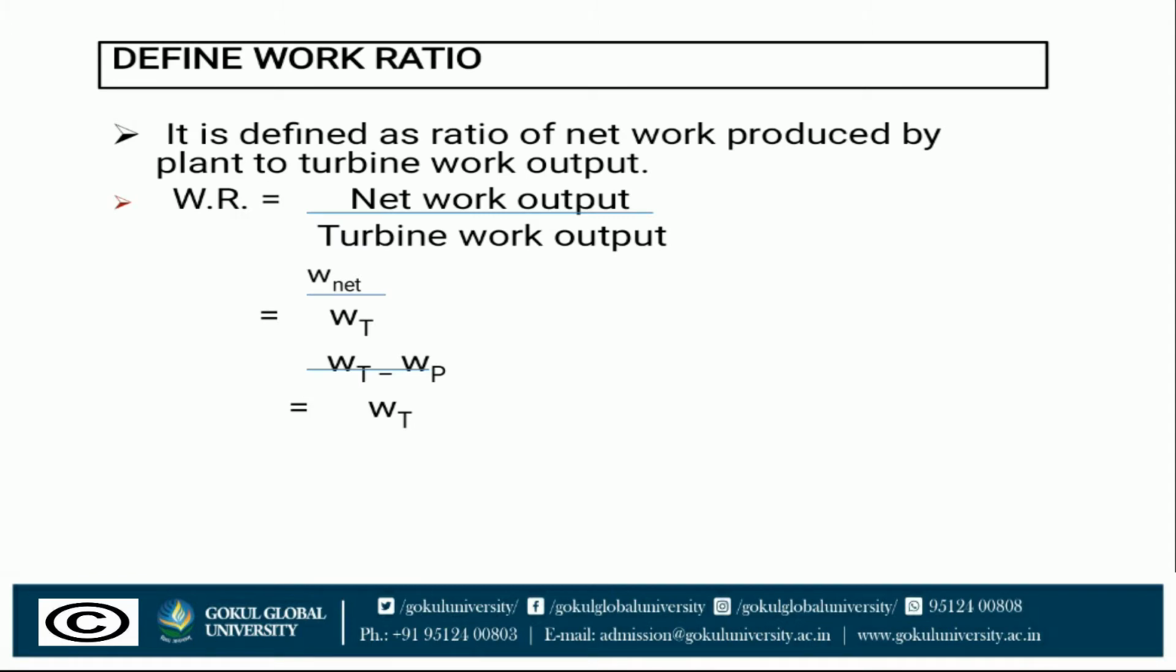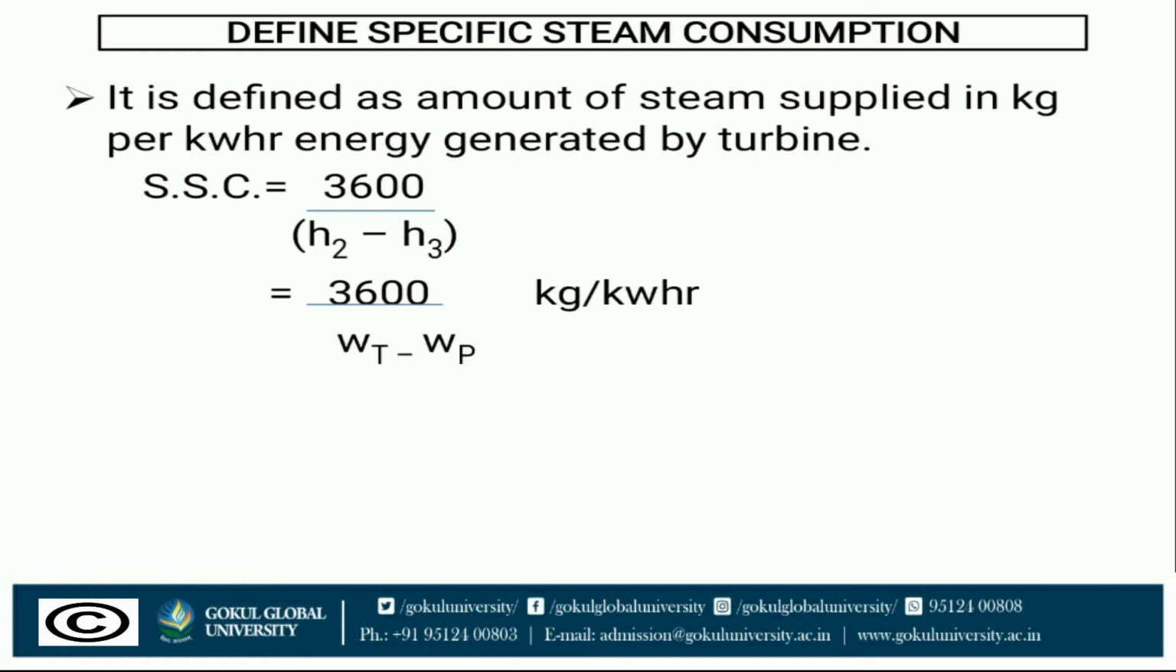Now define the work ratio. It is defined as the ratio of net work produced by the plant to the turbine work output, meaning WR is equal to net work output divided by turbine work output, which is W net by Wt, equal to (Wt minus Wp) divided by Wt.